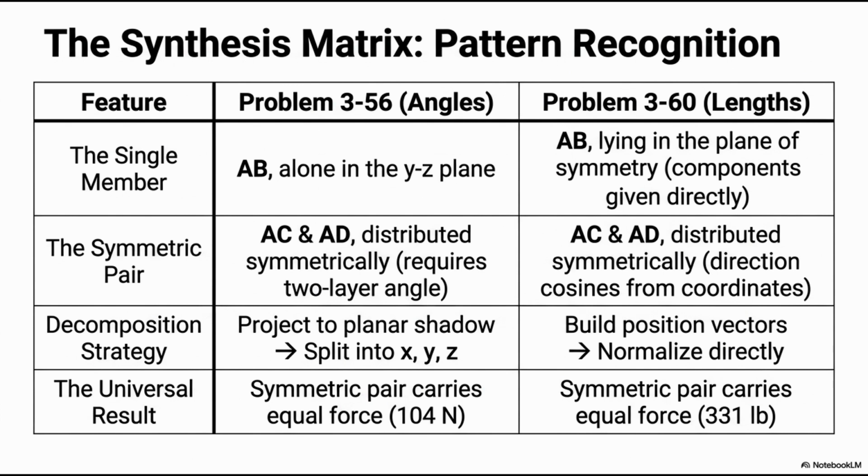The broader strategy for this structure is clear. First, handle the single member within its own plane in a straightforward way. Then, examine the remaining pair for mirror symmetry across any plane, even if they attach to differently named axes. Once symmetry is confirmed, one force component in a given direction can be stated directly as the negative of the other, simplifying the formulation significantly.